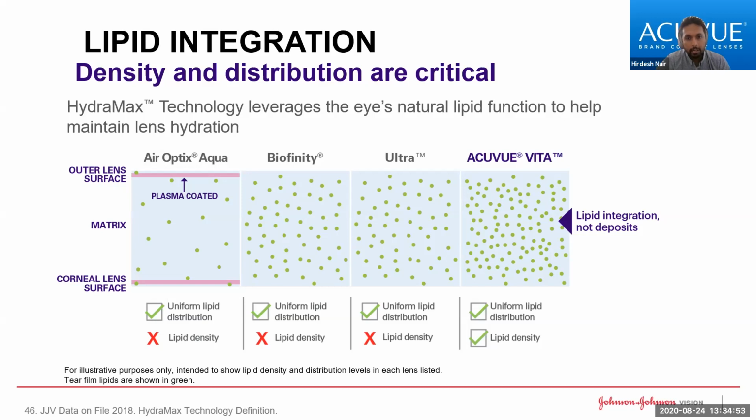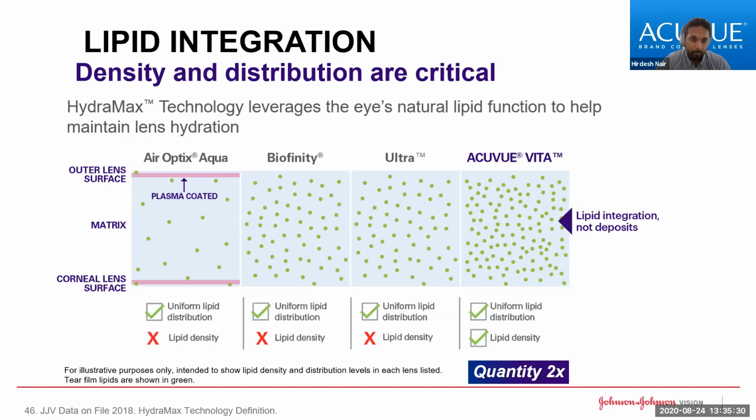So what you can see in front of you, there's 4 different types of contact lens materials that we're sort of testing against each other. And diagrammatically, what you're seeing is Optics Aqua has a plasma coat. The other 3 lenses, Biofinity, Ultra, and AccuView Beta, don't. All of them have some level of integration of lipids, and you can see they're distributed. However, the main difference with Beta versus the other lenses is the amount of lipids that it's able to hold within the material itself that it's able to integrate. It's quite high. In fact, it's twice as much as the others.